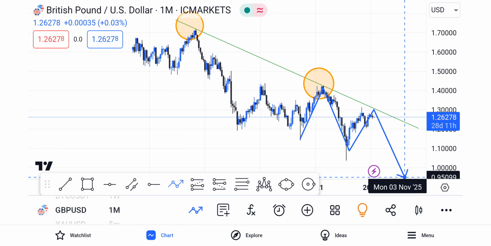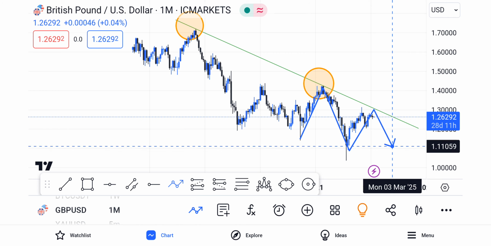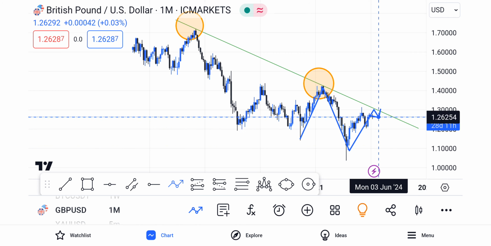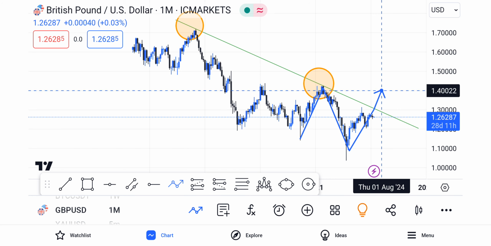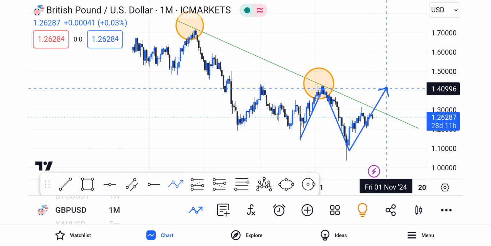So we might see that move, we might not see that move. Remember that in forex trading, and if you have been following my posts and my analysis, you might have heard me say that a broken trend line area or a broken resistance area can become support. So we can see two scenarios at this point.